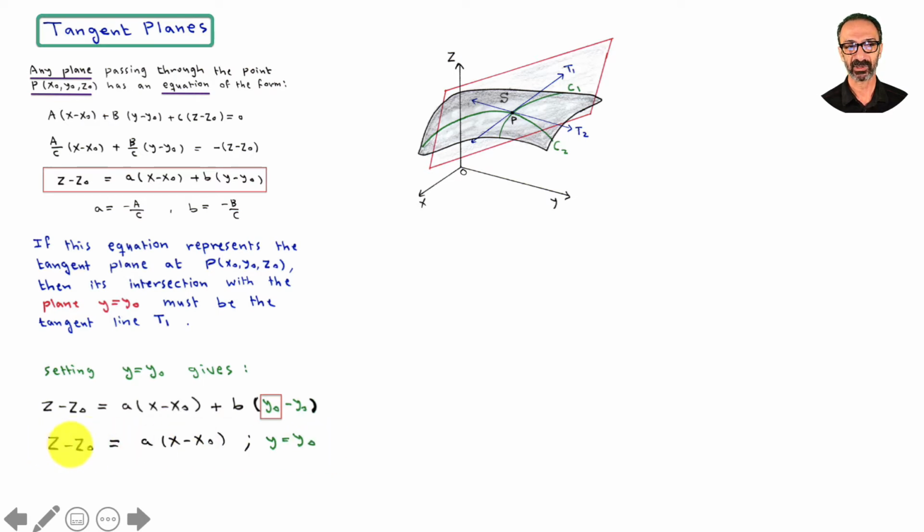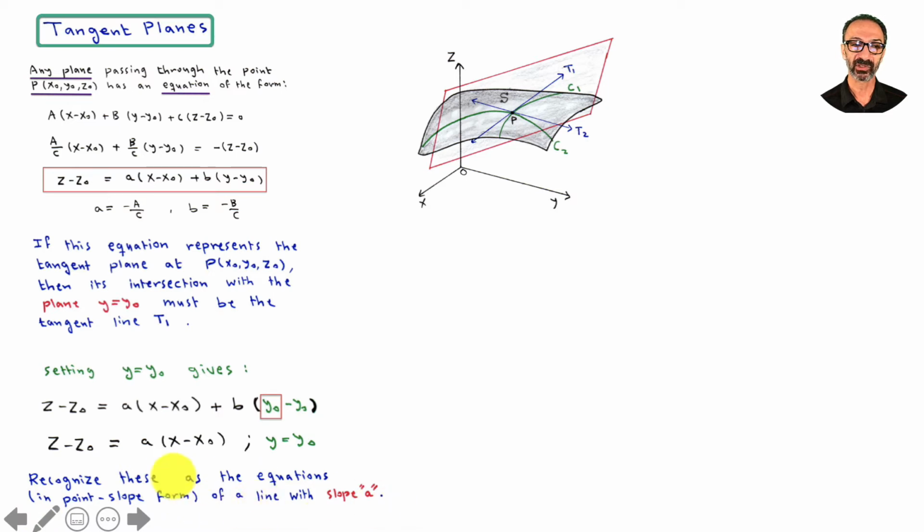And it's kind of interesting to look at it from the point of view of point slope form in algebra. Recognize these as the equations in point slope form of the line with a slope, not m here, it's written as a. So this right here is a line. Point slope form for this line is z minus z sub 0 equals a times (x minus x sub 0). So this would be the slope.